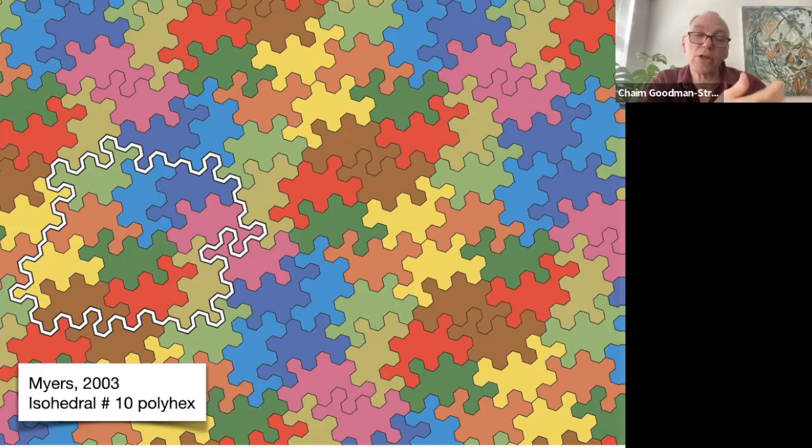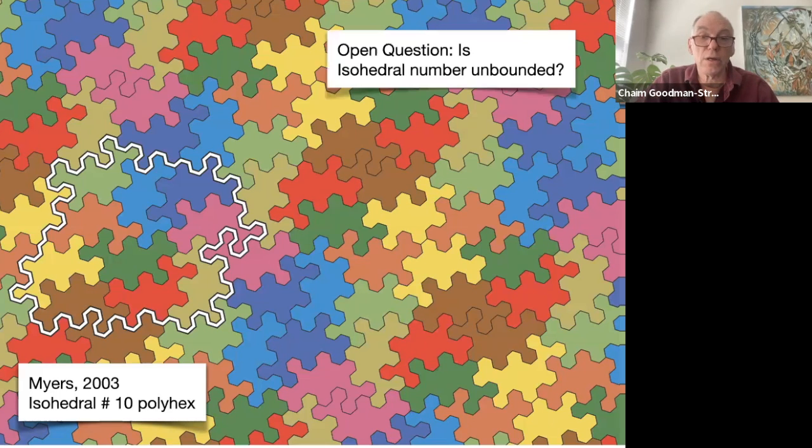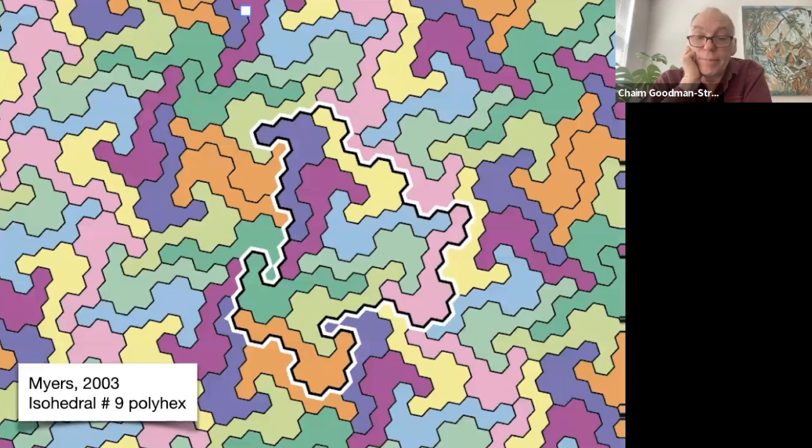So the isohedral number is a measurement of how complex this is. In particular, it's the size of the fundamental domain counted by tiles. And this has isohedral number 10. This is the current world record in that direction. But just to show you how bizarre this is, of course, the question is: is the isohedral number unbounded? And we don't know that either. Just to show you another example, this is from the same era, from the same computer search. This is the second best example with isohedral number 9, where 9 separate tiles, or at least 9 tiles, are needed to form a fundamental domain.